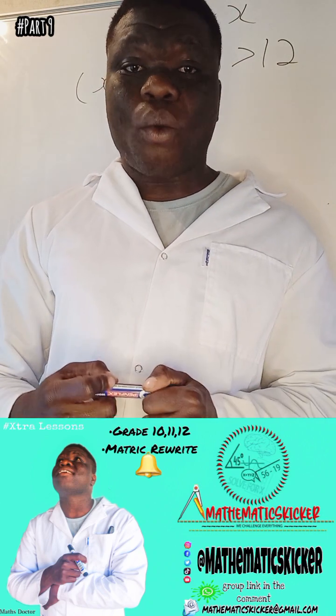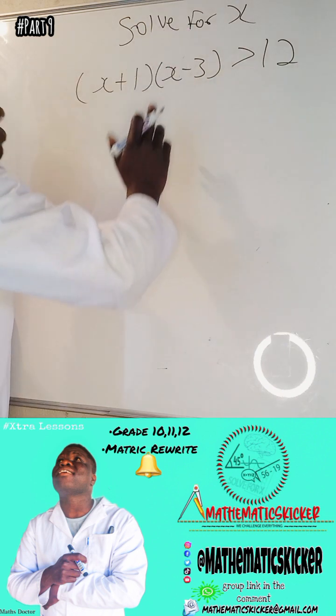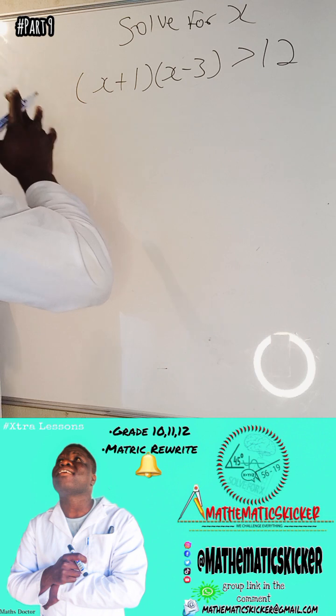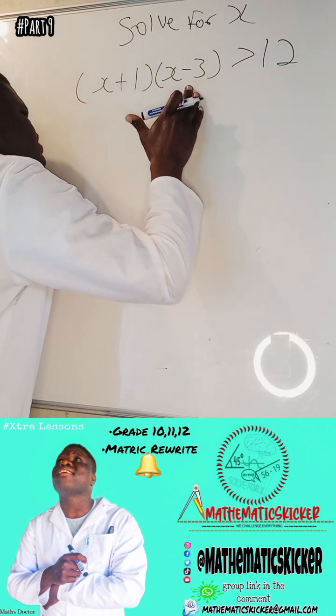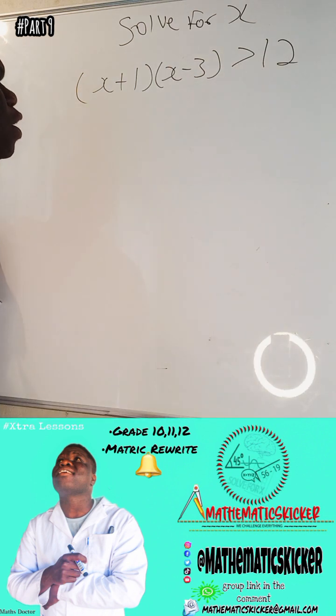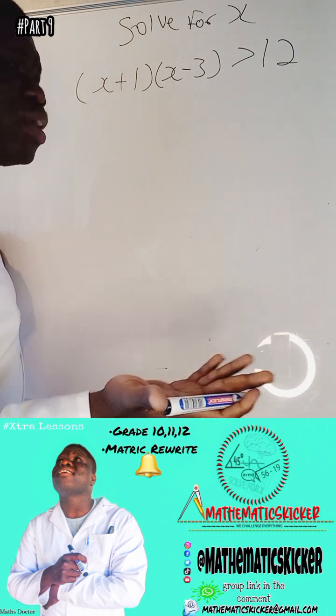Then we are still on the quadratic inequalities. In this case, we're asked to solve for x. In other words, it means for which value of x is this times this greater than 12? Then how do we deal with something of this nature? We apply the same rules as when we deal with equations, right?